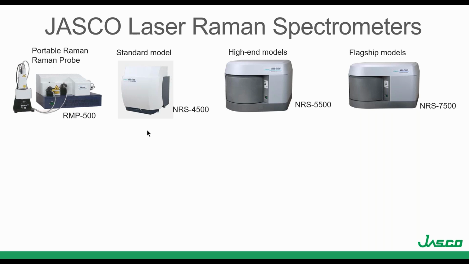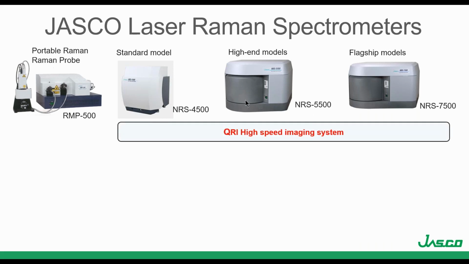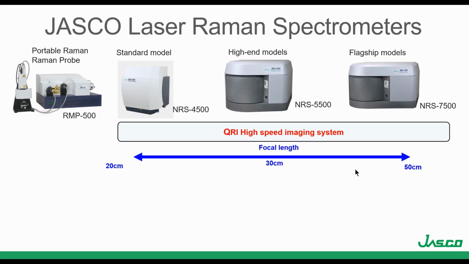Most of application can be done in this instrument, but when somebody really needs very specific application, it can go to 5000 or 7000 series. These three models can have the accessory for the QRI, that it has speed imaging system, and this is the focal length, and this is the main difference between this system. The focal length, again, I recommend that you go back and look at the Raman fundamentals webinar. It's going to provide the resolution, spectral resolution of the instrument.